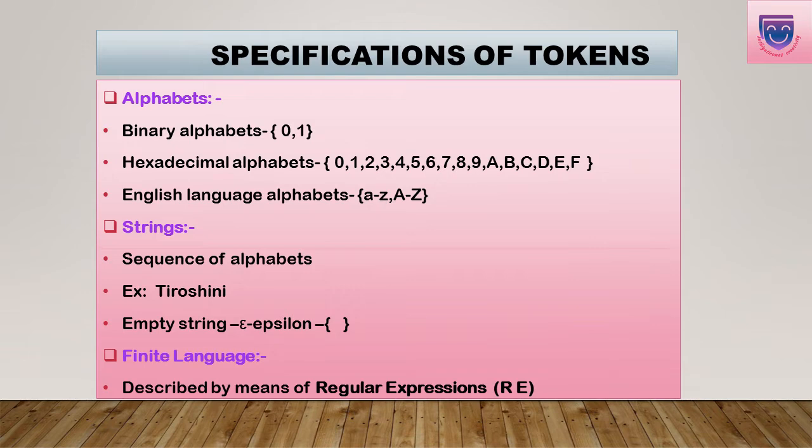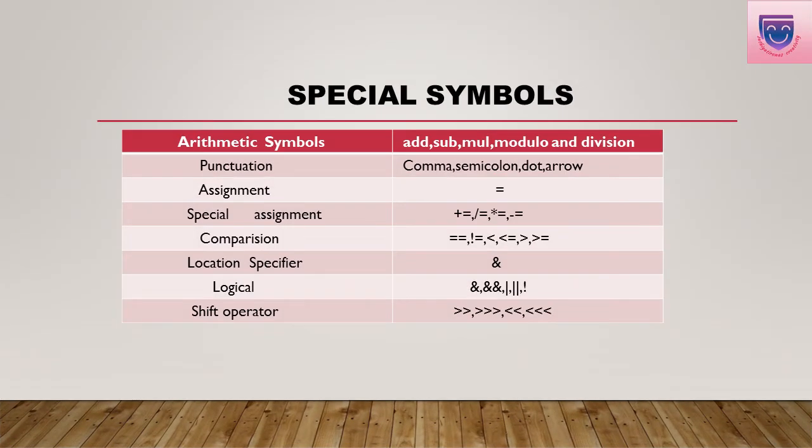For denoting the empty string, we use the epsilon symbol here. Epsilon means the empty string; there are no alphabets here. Next, finite languages. Finite languages are described by means of regular expressions, shortly denoted by RE. These are all the special symbols used in the tokens. If you want, you can take note of it.